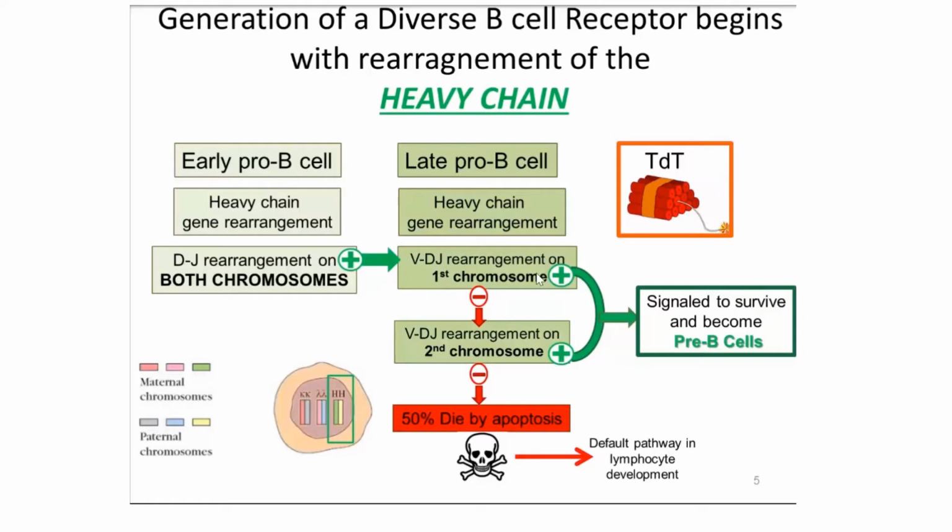So the first chromosome, let's say the first chromosome was successful, it will be signaled to survive and become a pre-B cell. And at that point, the other VDJ chromosome, the second chromosome, is never going to get a chance. It's done because we finished rearranging our heavy chain. If it wasn't successful, then you go to the second chromosome. If that's successful, it goes to the pre-B cell.